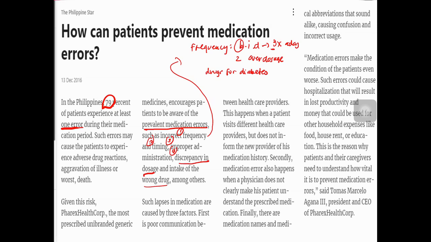Secondly, medication error also happens when the physician does not clearly make his patient understand the prescribed medication. And lastly, there are medication names and medical abbreviations that sound alike, causing confusion and incorrect usage. So that's why we prevent using those abbreviations.